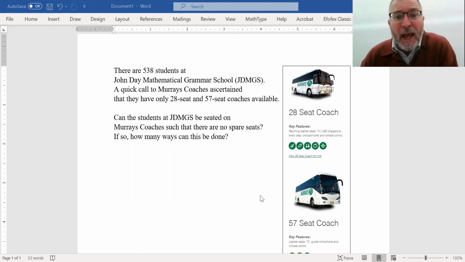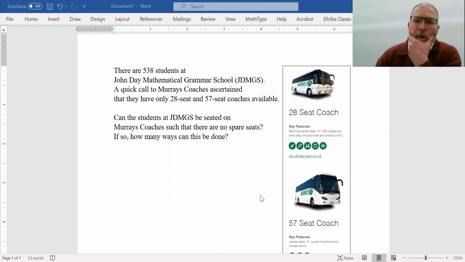There's 538 students at John Day Mathematical Grammar School. A quick call to Murray's coaches ascertained that they have only 28-seat and 57-seat coaches available. Can the students at John Day Mathematical Grammar School be seated on Murray's coaches such that there's no spare seats? And if so, in how many ways can this be done?